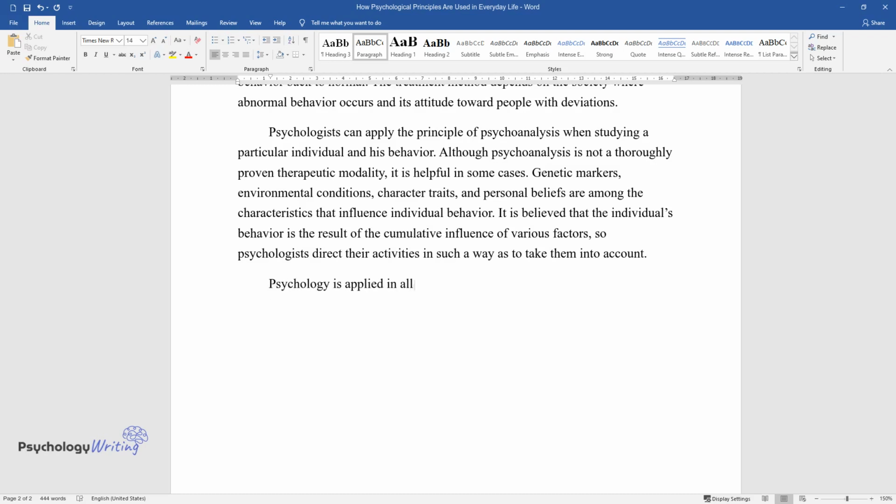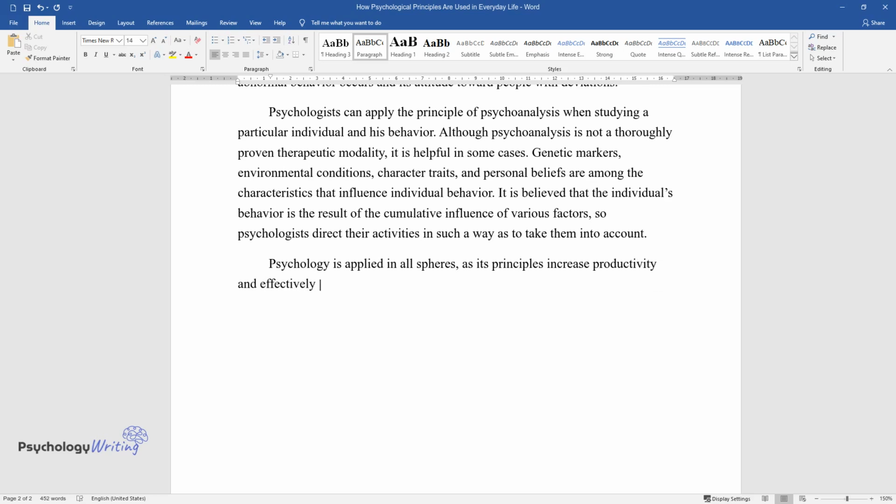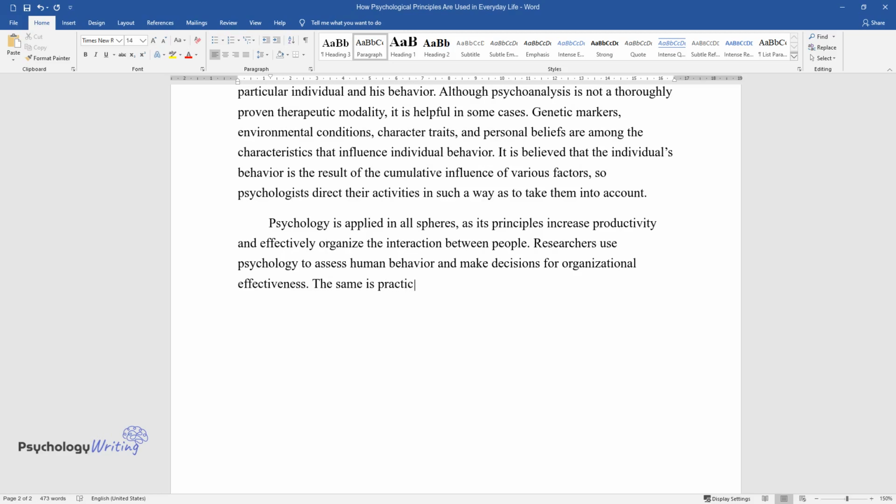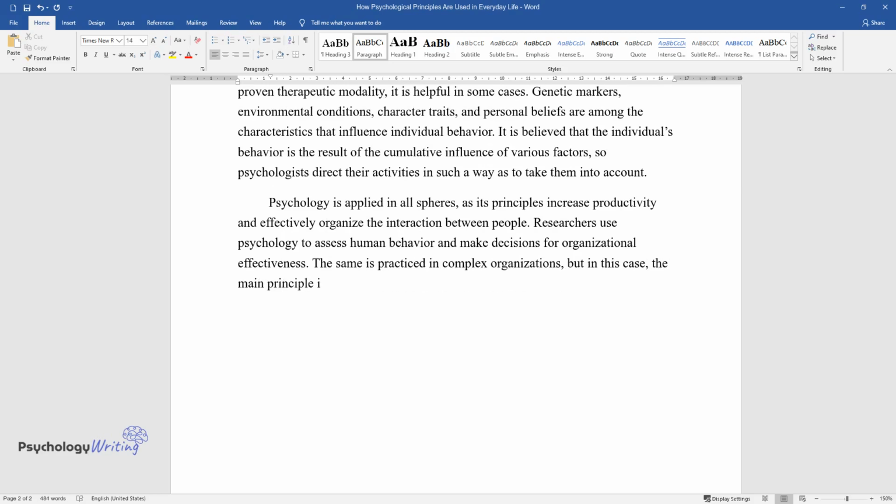Psychology is applied in all spheres, as its principles increase productivity and effectively organize the interaction between people. Researchers use psychology to assess human behavior and make decisions for organizational effectiveness. The same is practiced in complex organizations, but in this case, the main principle is usually the personal motivation and leadership qualities of group leaders.